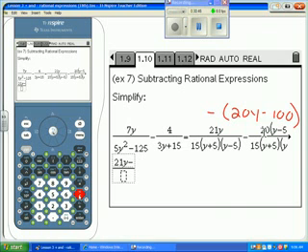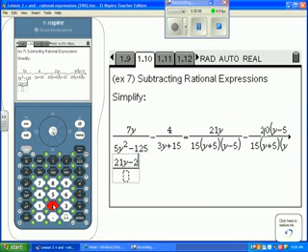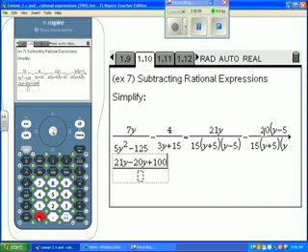So this becomes 21y minus 20y plus 100. Remember, you have to keep, change, change. You can combine like terms though. Yes, you can. What could you combine it to? It would be y. Good. We're going to do that in just a second.